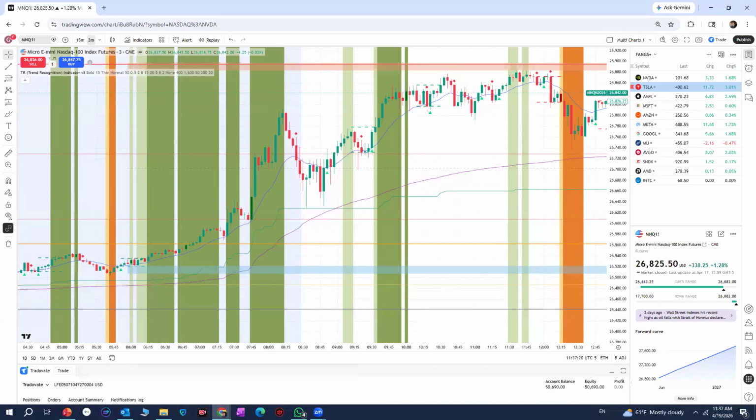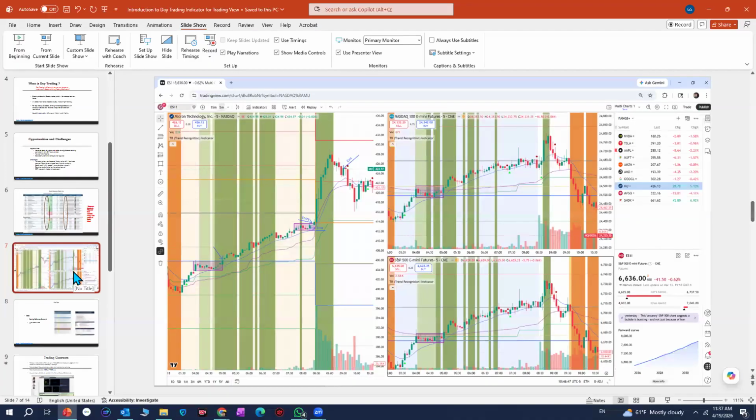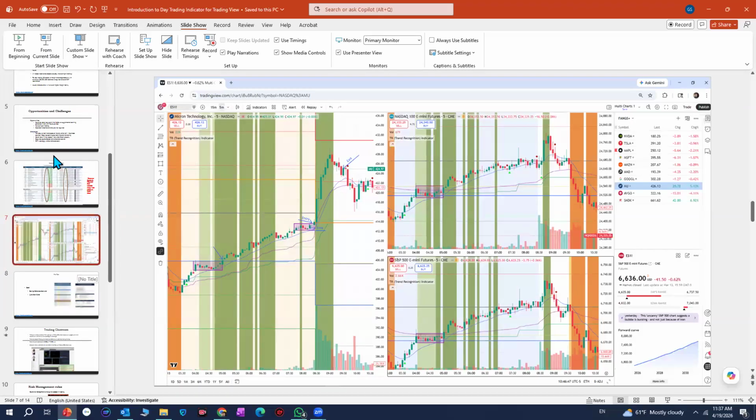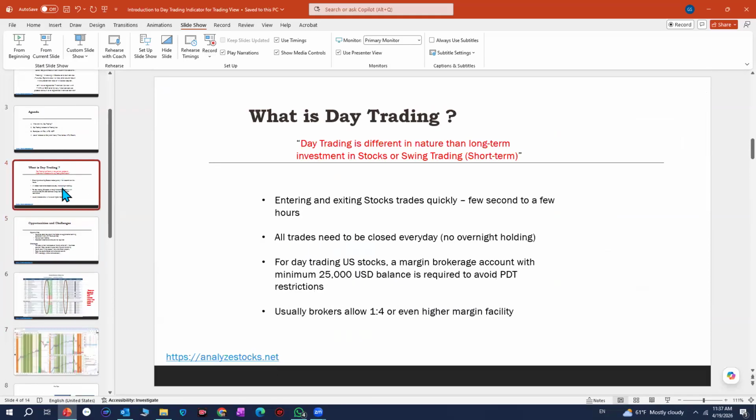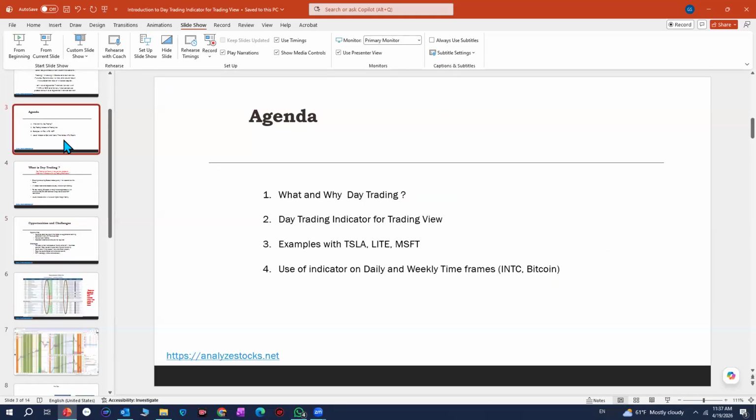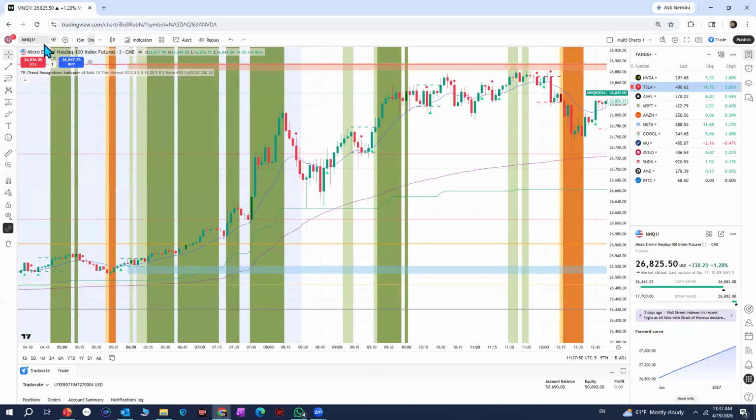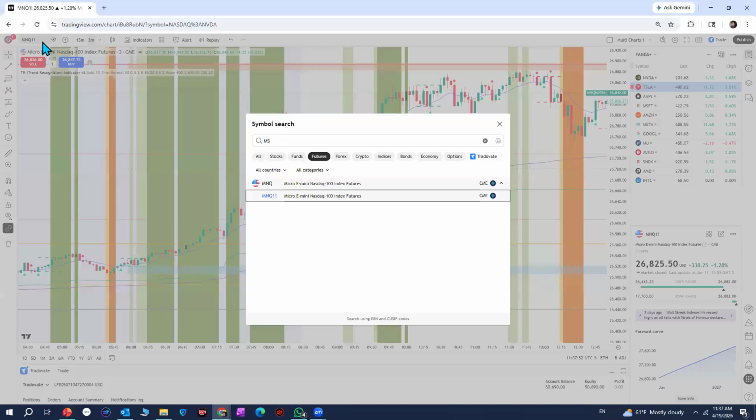Going back to our presentation, I think I have explained, given two examples of two stocks, LITE and that stock. Which one was that? Tesla, and one futures example as well. But let me give two more examples. Before we move on, let's take an example of Microsoft. It's not futures, it's stocks.